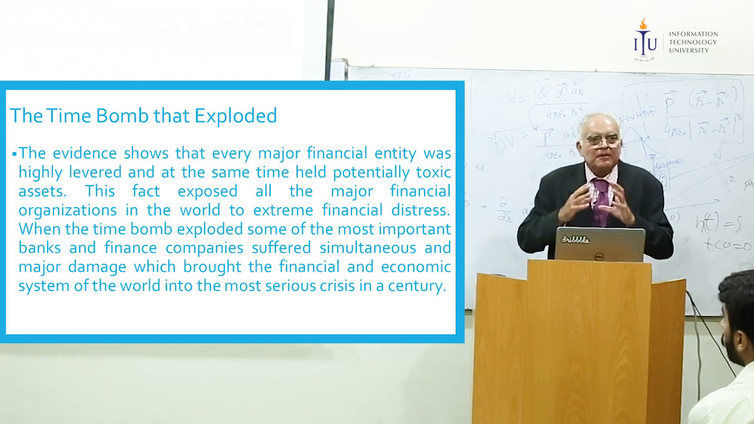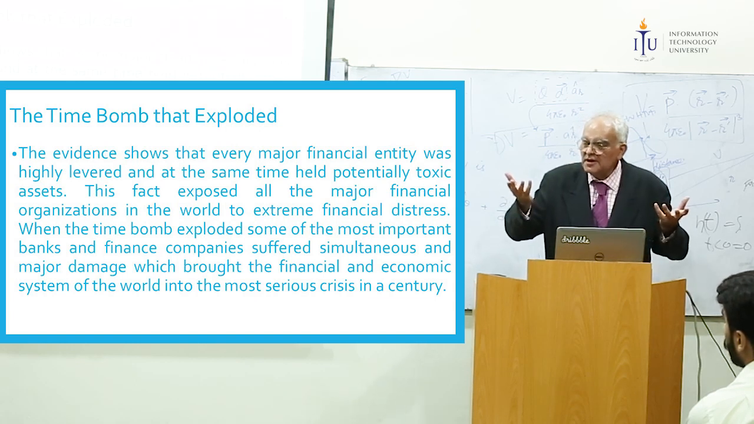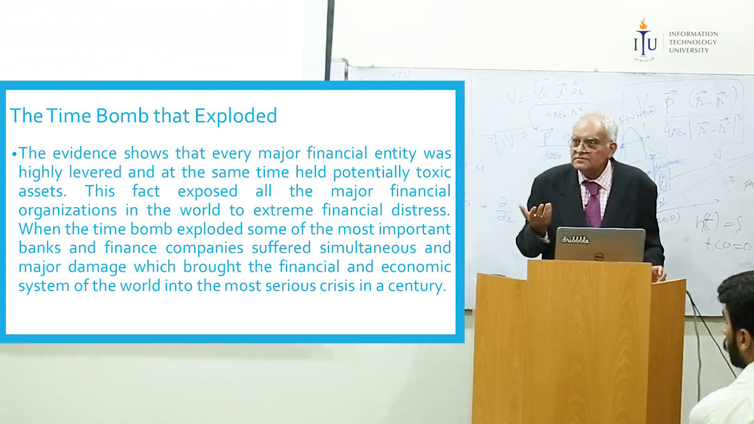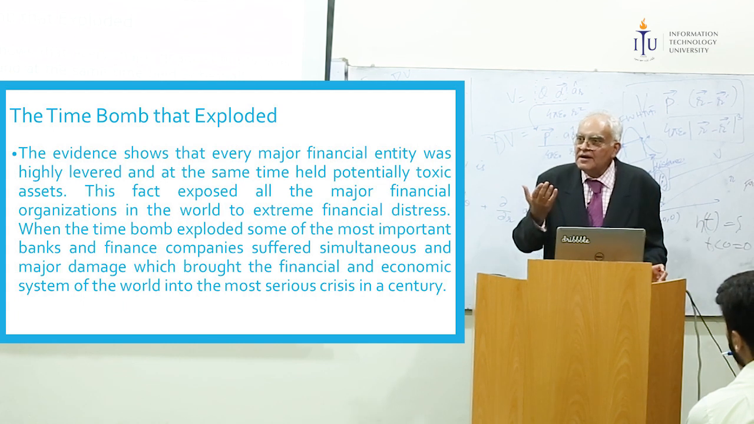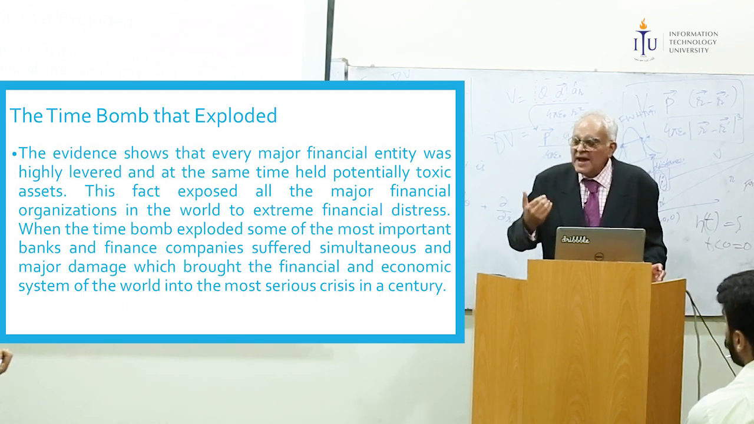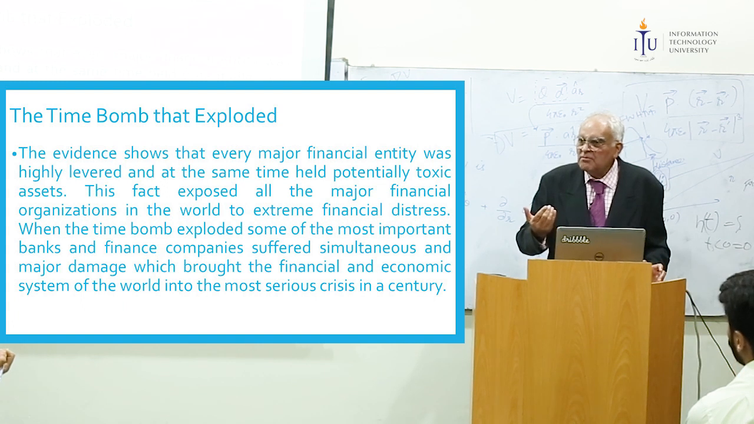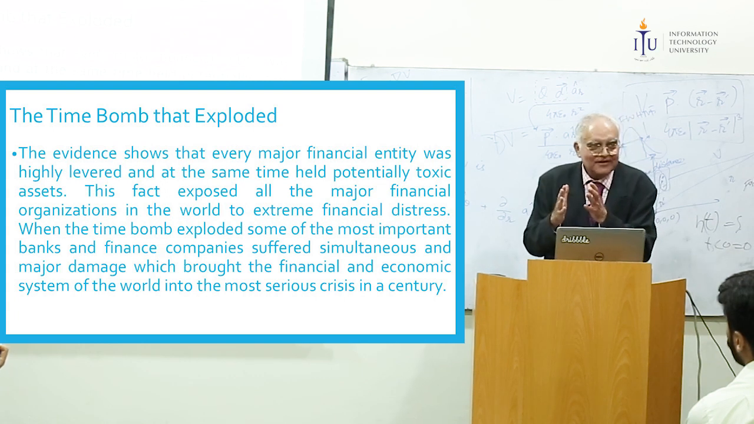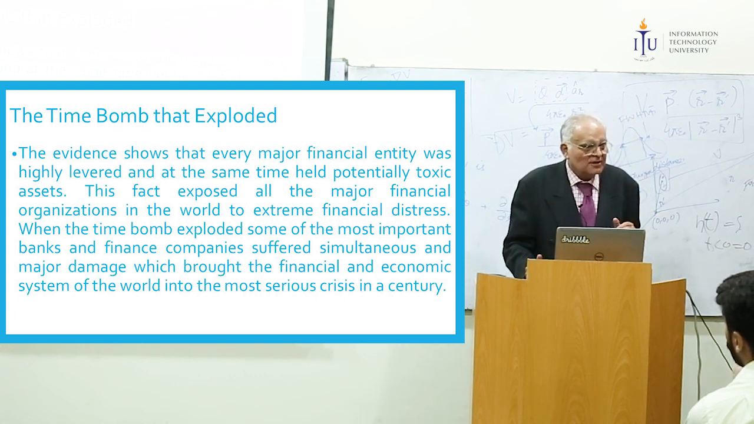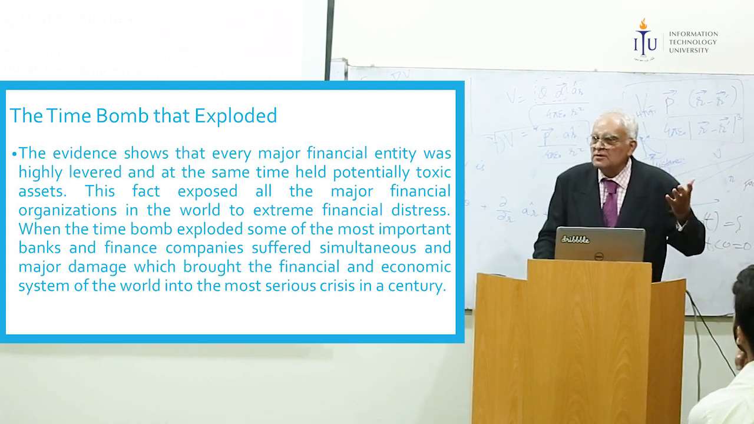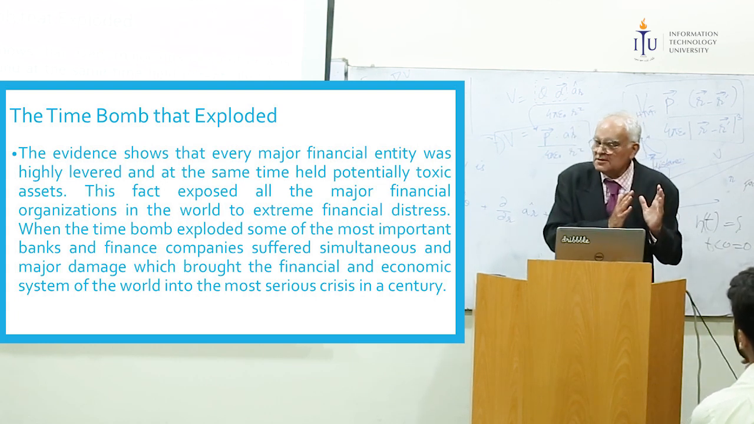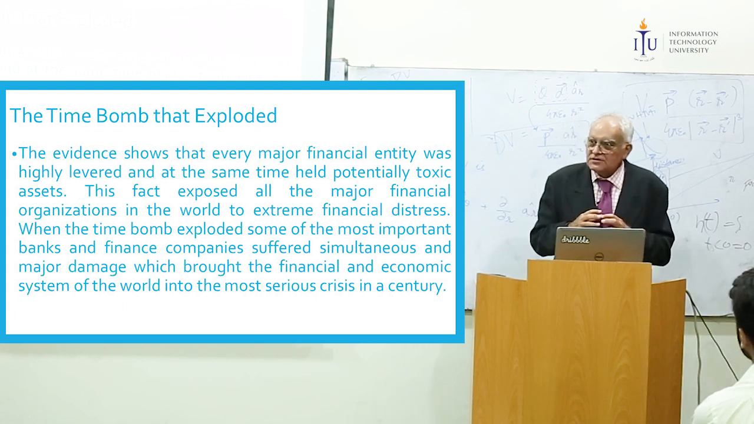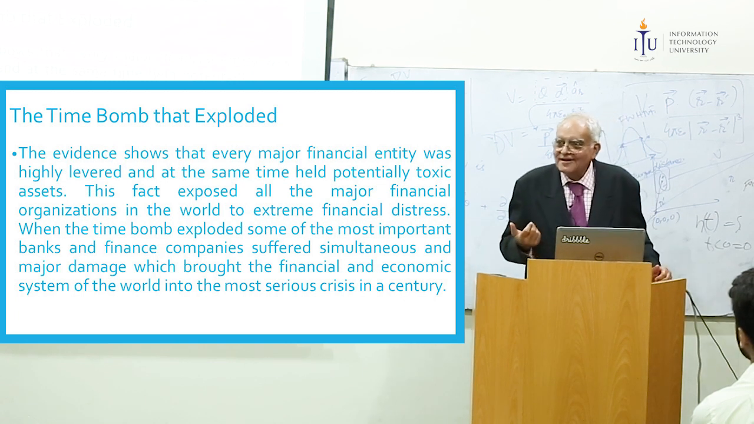Toxic asset means, you see, each time a bank lends to somebody, an individual or a company, that lending generates an interest rate, a certain amount of interest. And that interest is a kind of income. So the bank is getting an income from lending. So lending becomes an asset, right? So if you look at the balance sheet of a bank, the money that they have lent to various people turns up in the asset part of the balance sheet. You agree, no? Okay.